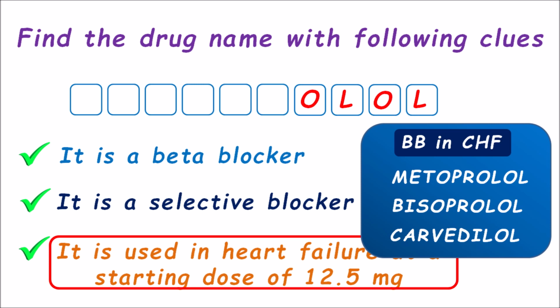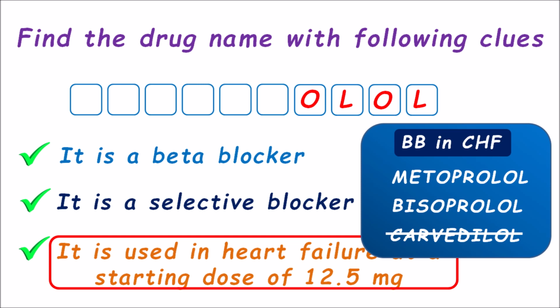You can clearly observe that in the suffix of carvedilol, you cannot observe olol. It has the suffix ilol, which indicates that it is not a pure beta blocker. Carvedilol is a beta blocker with alpha blocker activity. Otherwise, it is also called an alpha and beta blocker. Now here we have to identify a selective beta blocker that is used in heart failure with a starting dose of 12.5 mg. So carvedilol is not the right option here since it is not a selective beta blocker.